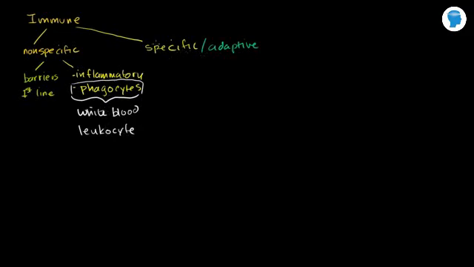But the main actors here are called lymphocytes, not to be confused with leukocytes, because they still are leukocytes. So let me write this down. Lymphocytes. So these are the main actors. Lymphocytes, and these are specific. Phagocytes, for the most part, are non-specific, but both of these are white blood cells. Lymphocytes are another type of white blood cell or a leukocyte.